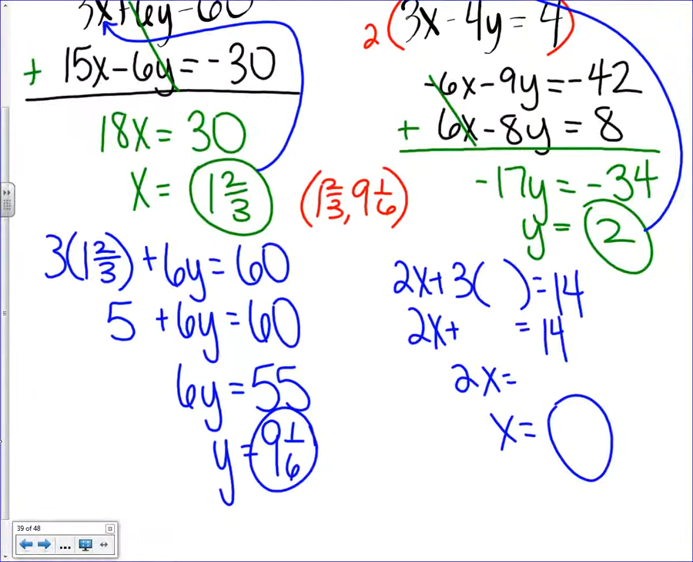I chose to put mine into the second equation. No, excuse me, the first equation. So then 3 times that 2 is 6. If you subtract that 6, you will get 8. If you divide by that 2, you will get 4. So your ordered pair is 4, 2.